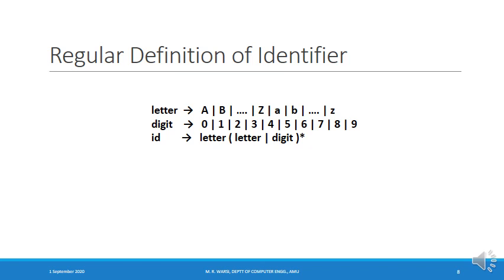Let's consider a few more regular definitions. Let's consider the regular definition of identifier. Identifier begins with a letter. After that, there can be any number of letters and digits. So I'm writing a regular definition for the letter, which is over here. Then this is the regular definition for the digit, and this is the regular definition for identifier. It begins with a letter, and after that there can be any number of letters and digits. So this is the regular definition of identifiers.